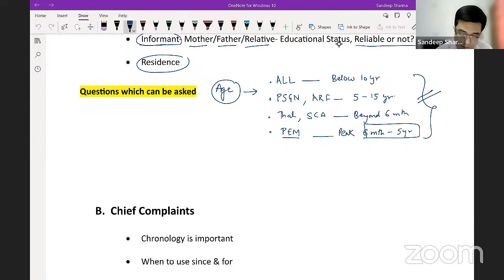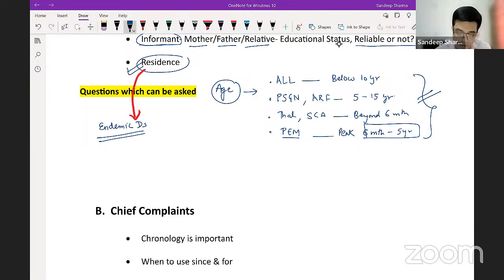Second thing, you ask about the residence. Why did you ask about the residence? The examiner will ask you, why did you ask about residence? Because certain diseases are endemic diseases. So they will ask you, give the example of endemic disease in India.